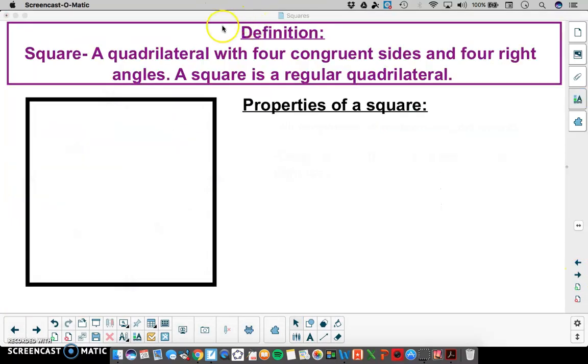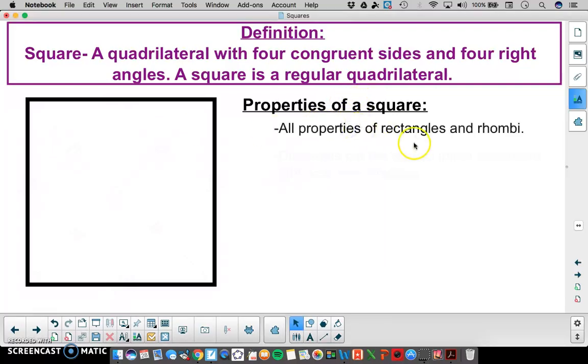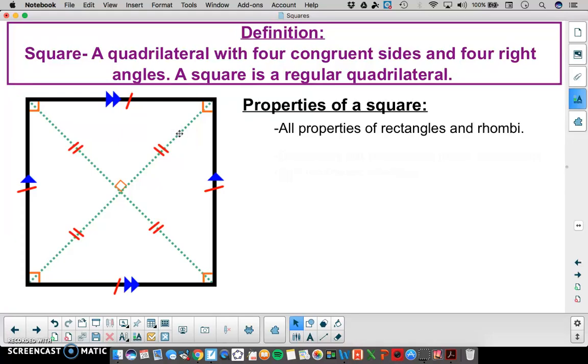A square is a quadrilateral with 4 congruent sides and 4 right angles. A square is a regular quadrilateral, which means all of the angles and all of the sides are congruent. The properties of a square are that all properties of rectangles and rhombi apply. So it being a rectangle means we have 4 right angles. Being a rhombus means we have 4 congruent sides. And because it's a rectangle and a rhombus, we have all the properties of then kites and trapezoids.